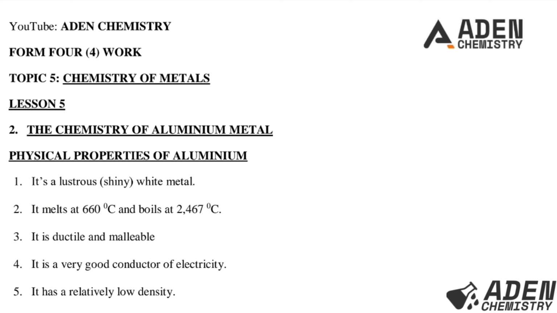Remember, we know the term ductile. We say ductile is a substance or material which can be drawn into wires. Then what about malleable? Malleable substances are those that can be hammered into sheets.